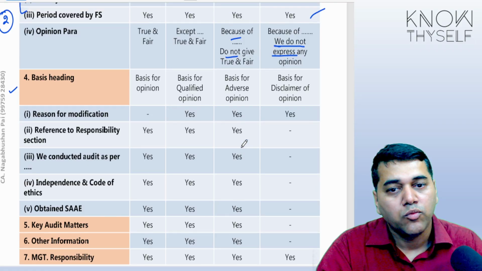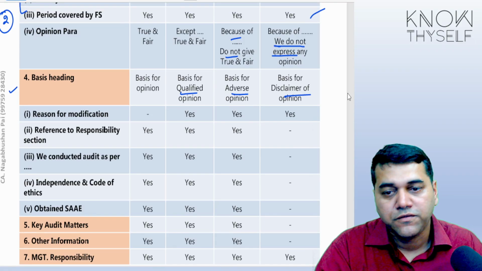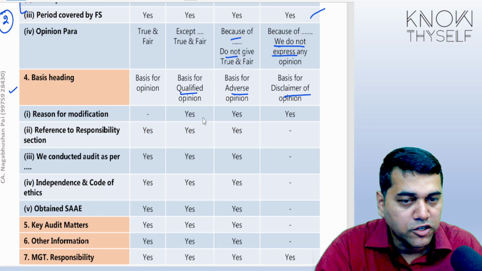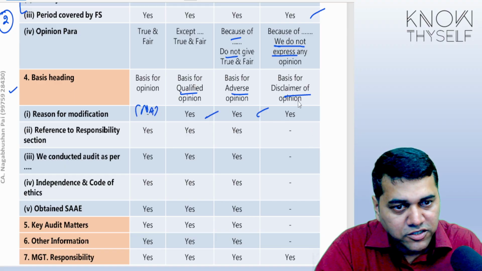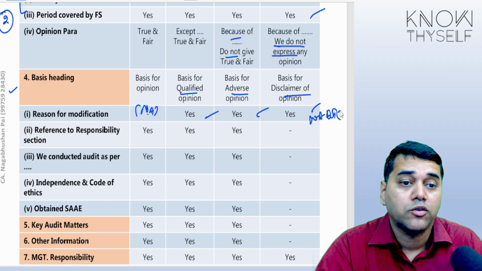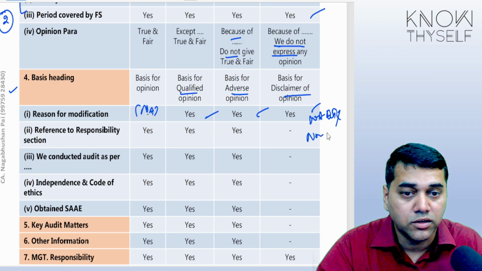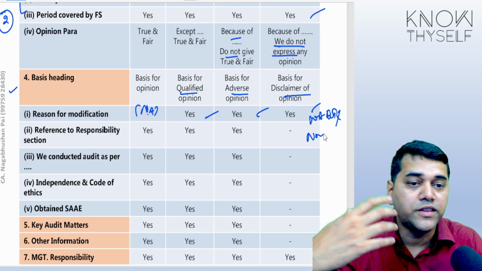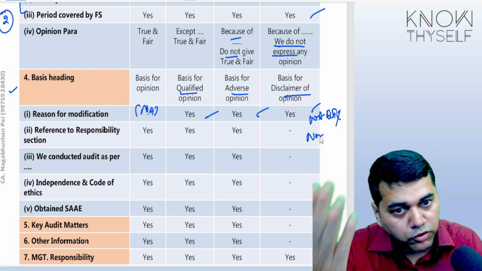Now, what should be the heading? Basis of qualified, basis of adverse, basis of disclaimer. First of all, reasons for modification. Are you supposed to give them? Not applicable for this because there is no modification. But for others, yes, you have to give them with quantification. Plus, if there is a non-disclosure, then those 3 conditions will be applicable. You may have to disclose it.